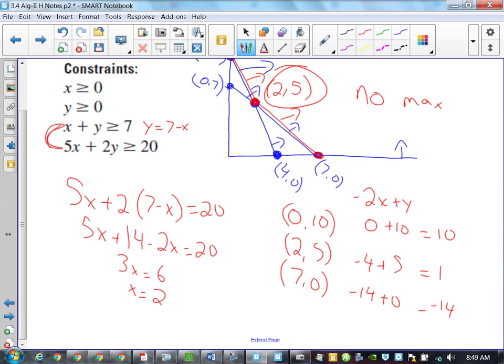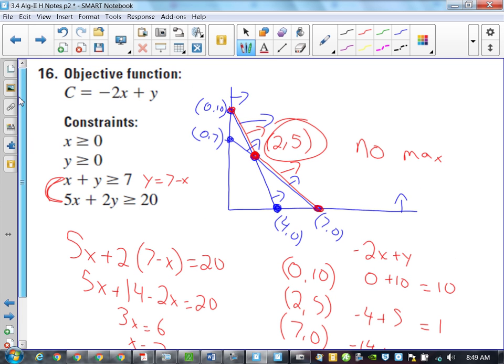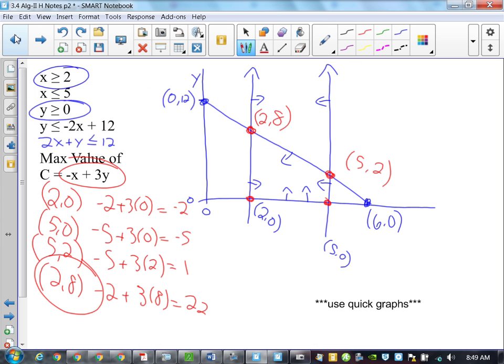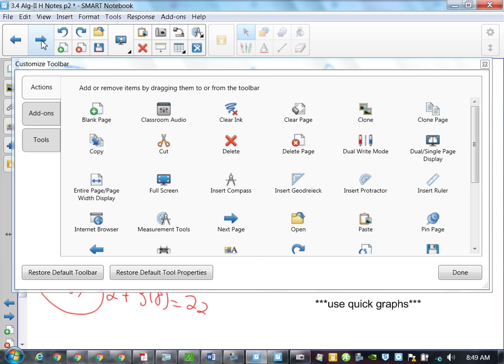Isn't the maximum 0, 10? There is no maximum because this is all going this way. There's no lid on it. There's no stopping it. So when you're shading these things out, you'll start to realize, okay, there's no lid. I think we did an example the other day that had, oh, I hate when it does this.